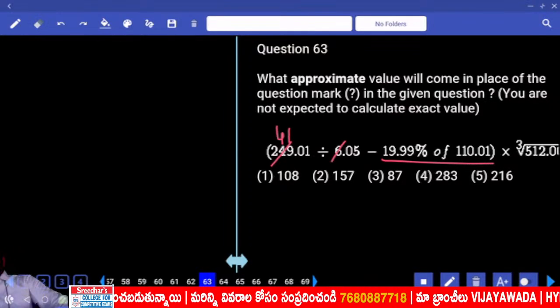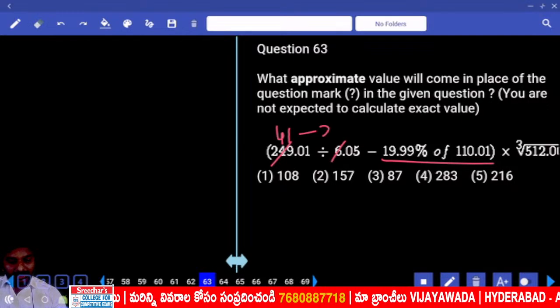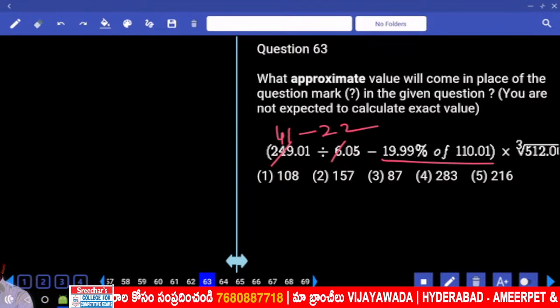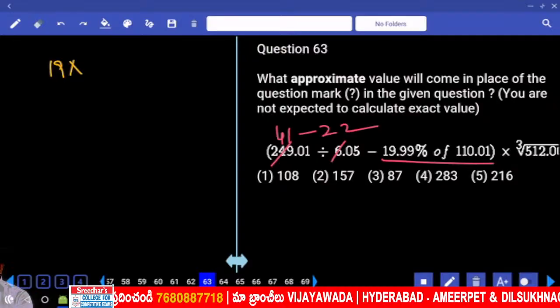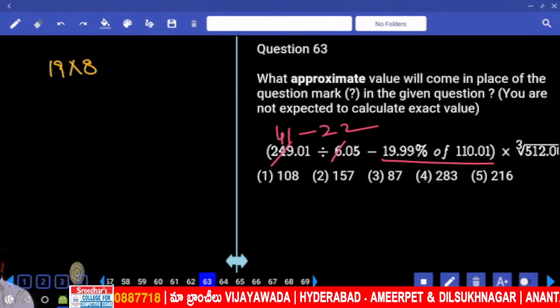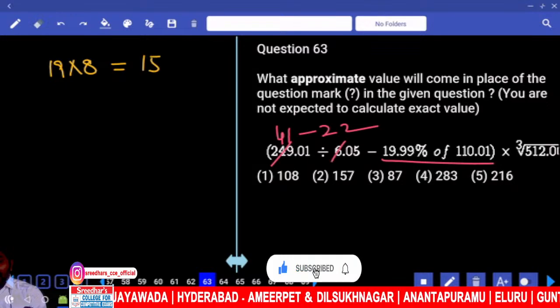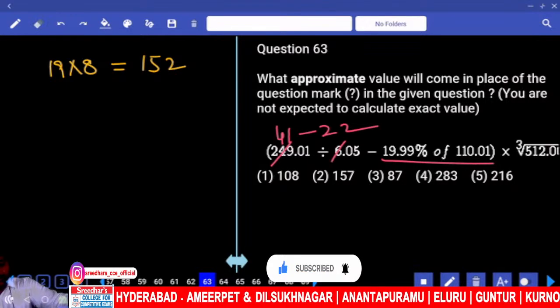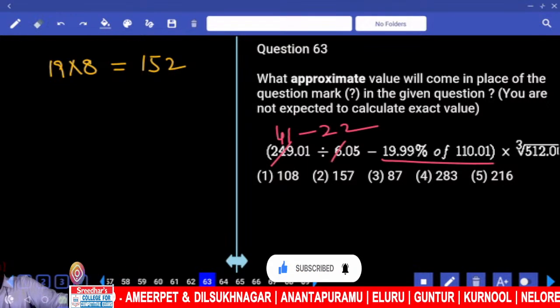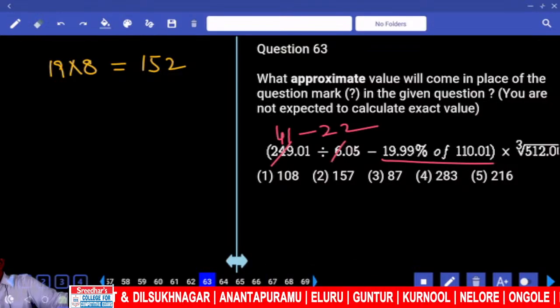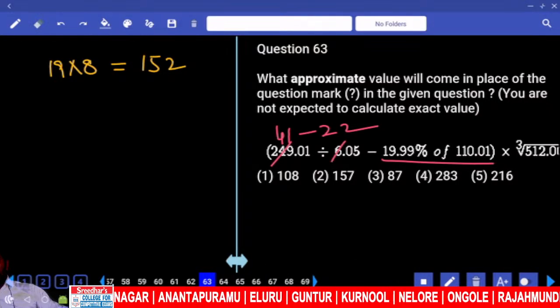Minus 20% of 110, 22. How much is that? 19 into cube root of 512. 20 times minus 1 time. Answer should be close to 152. How many options are there? Only one. Okay.